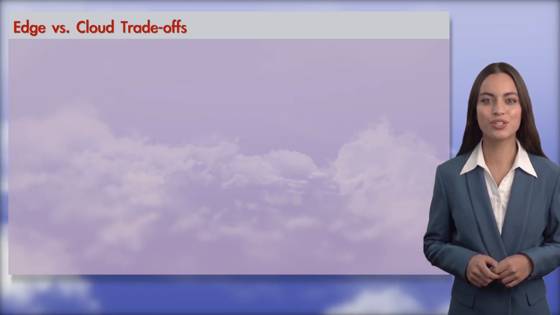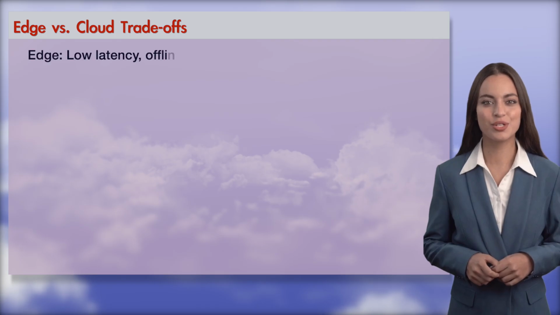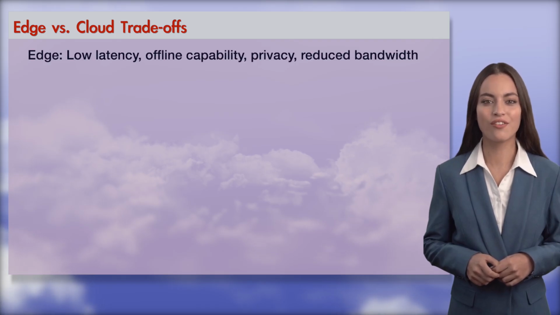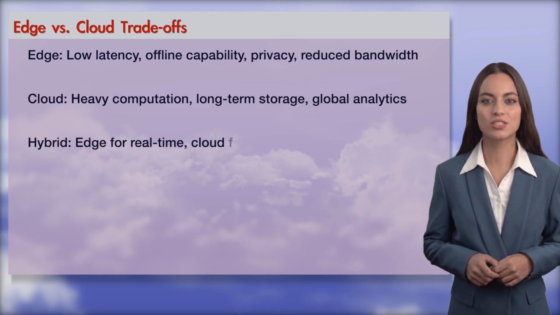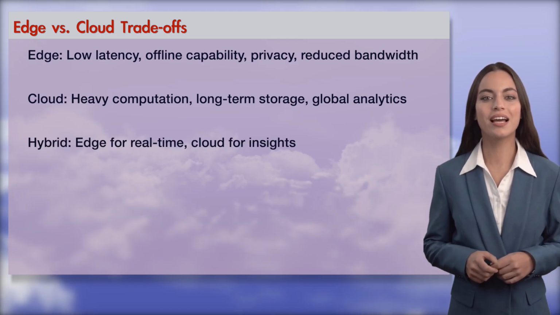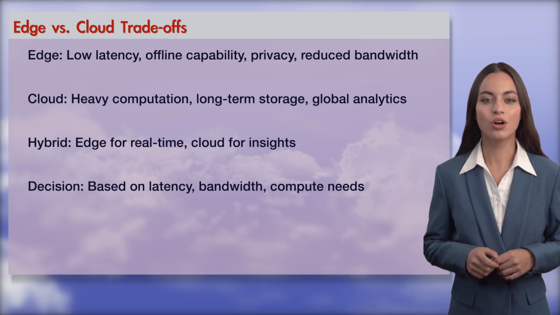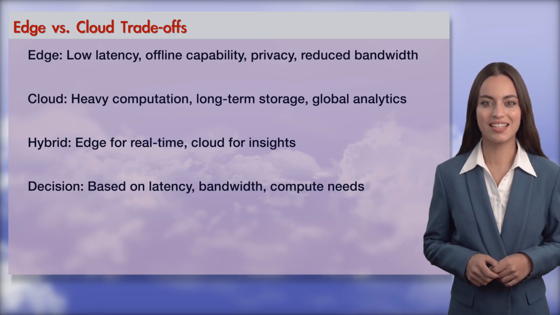Edge versus cloud trade-offs. Edge computing offers low latency, offline capability, better privacy, and reduced bandwidth costs. Cloud provides virtually unlimited heavy computation, long-term storage, and global analytics and ML. The optimal solution is usually hybrid.